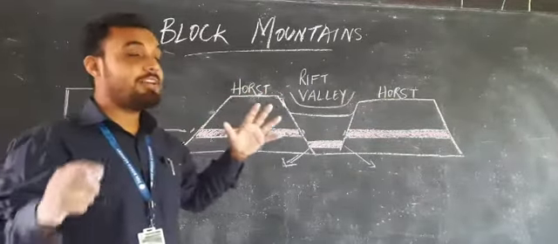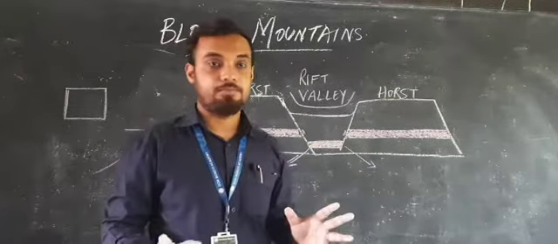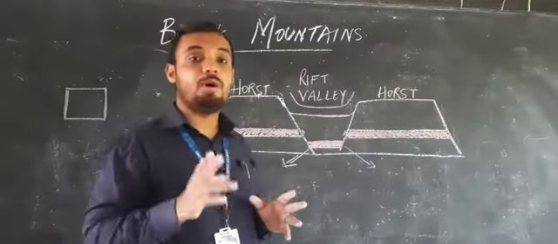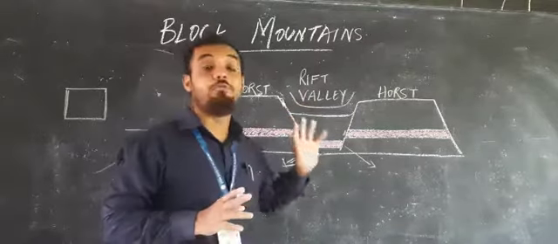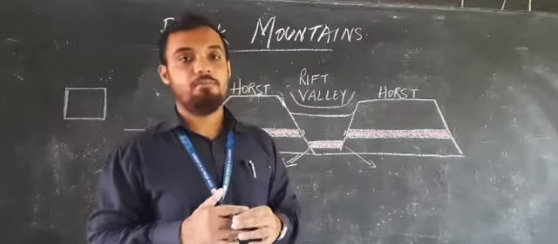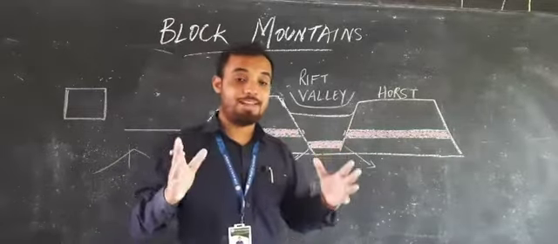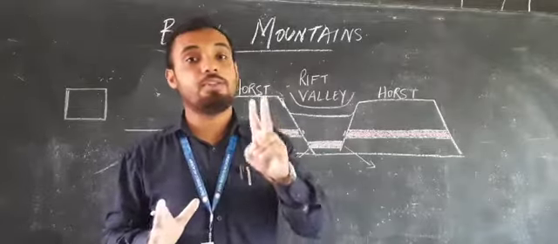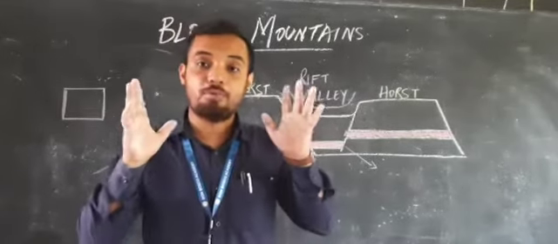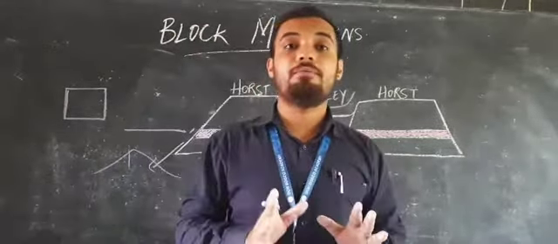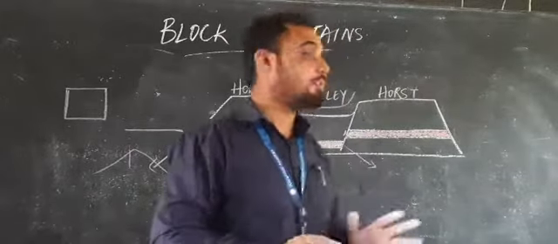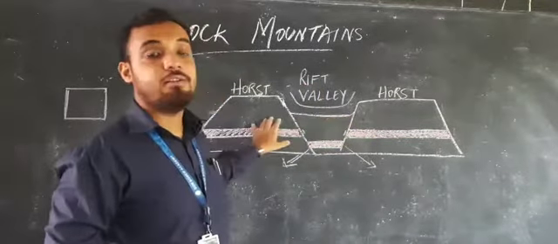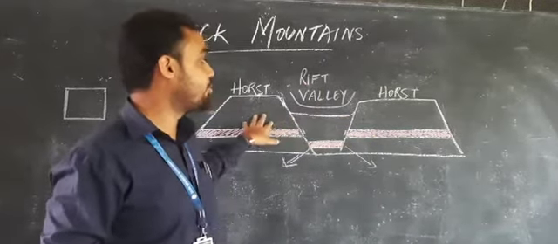Now, whenever we see two mountains, in between the two mountains there will be a valley, a rift valley. What is a rift valley? A rift valley will always be seen between two mountains. A rift valley can't be seen where there is only one mountain. It will be formed only where we have two mountains with a valley in between. So you can see we have two blocks, and the rift valley is formed in between them.